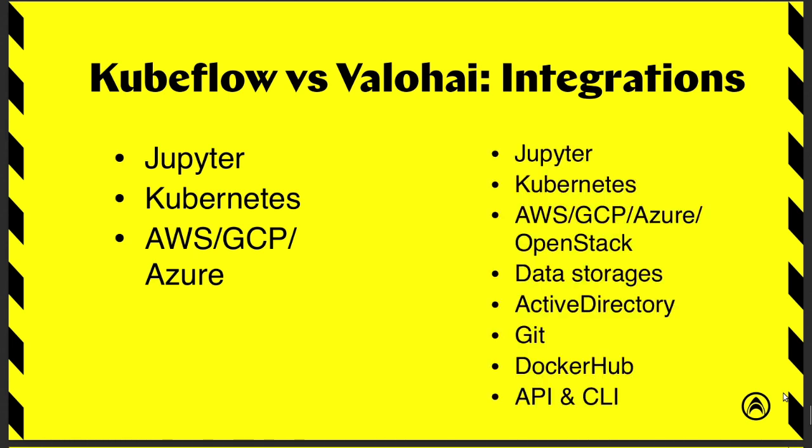All right. Comparing integrations again, Kubeflow integrates with Jupyter, builds on Kubernetes, runs on all these cloud providers. Valohai does the same thing, plus we support OpenStack also. We automatically support different data storages, basically storing the data, fetching the data. Usually with Kubeflow, you handle the downloading of data yourself, for example, on the initial step of a pipeline. But on Valohai, you just need to point to a specific file and it can be on basically any cloud provider storage, and we just handle the downloading and uploading of everything.